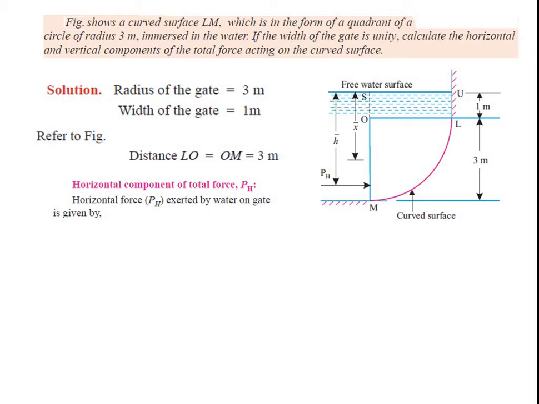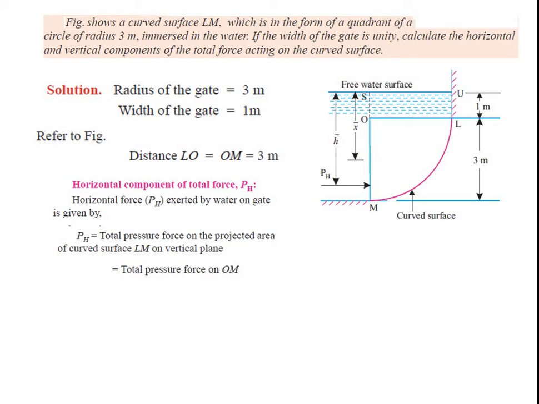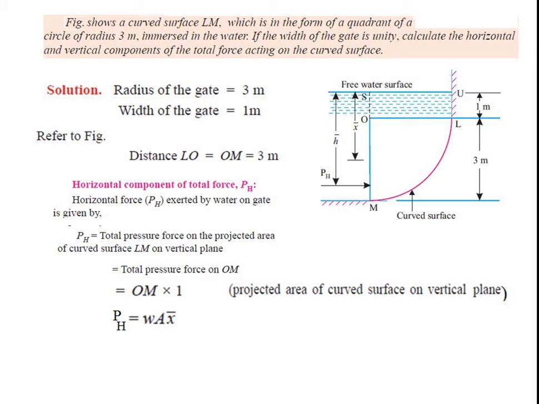Therefore, the horizontal component of the total force PH, the horizontal force exerted by water on the gate, is nothing but the total pressure force on the projected area of curved surface LM on a vertical plane, that is OM. So we have to calculate the total pressure force on OM. It is OM into 1, because it is the projected area of the curved surface on the vertical plane. So PH can be given as W into A into X bar. But A is nothing but this OM distance into 1.